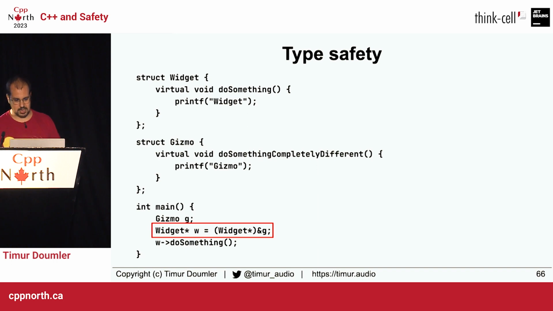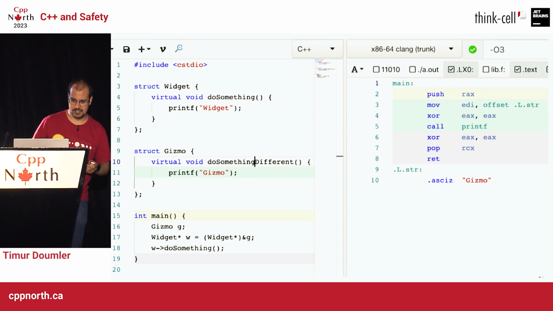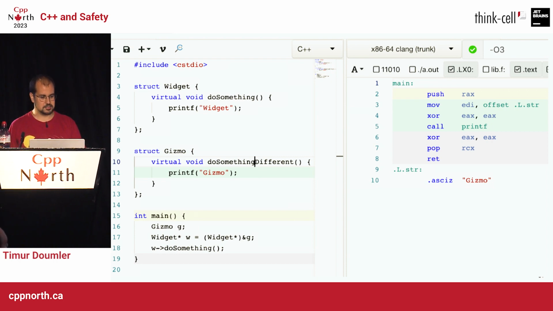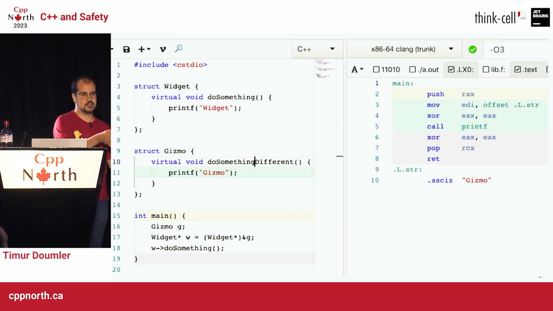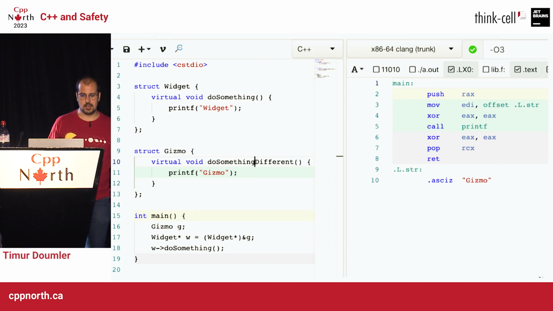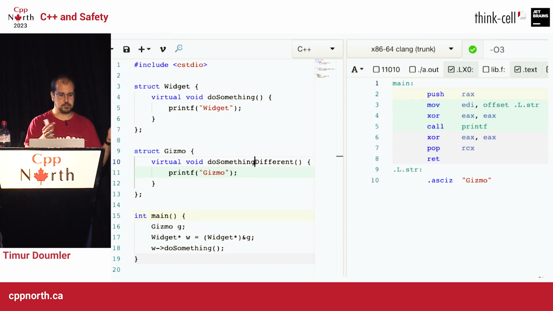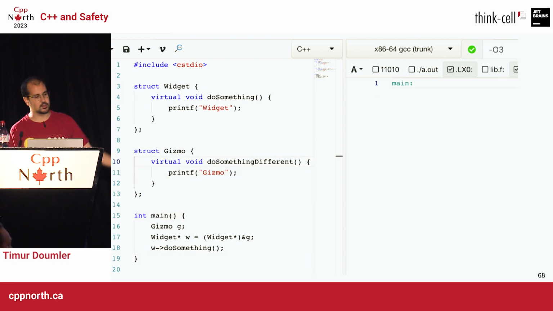So on Clang, it actually prints Gizmo. It just assumes that member function of that class needs to be there, so it indexes into that, but instead there is the other member function of the other class, so that's what ends up being called, because that's the code at that address. On GCC, something else happens. GCC says, well, you can't cast a Gizmo to a Widget. That's undefined behavior. I'm just going to remove all code paths that are leading to that line of code because I know it's undefined behavior, so it cannot happen. So it actually optimizes away the whole program.